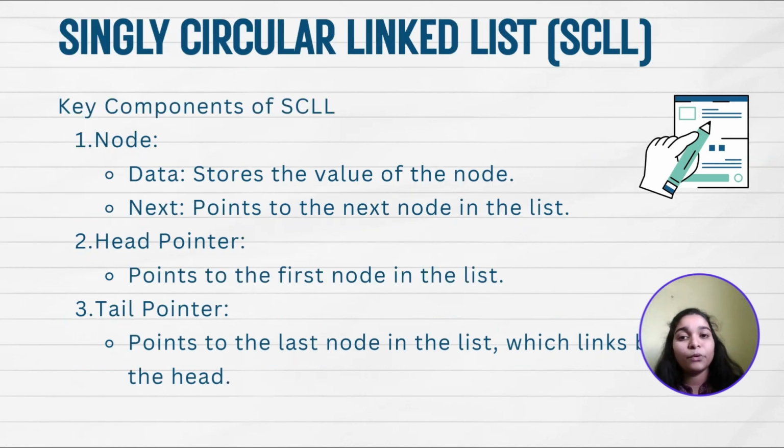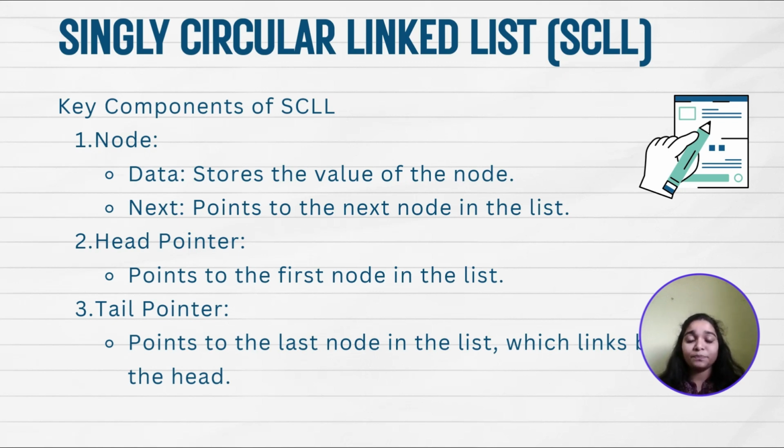Then here are the key components of the singly circular linked list. There are three components: first is the node, second is the head pointer, and third is the tail pointer. In the node, we store the value, that is the data, and the next pointer points to the next node in the list. The head pointer points to the first node in the list, and the tail pointer points to the last node in the list, which links back to the head.